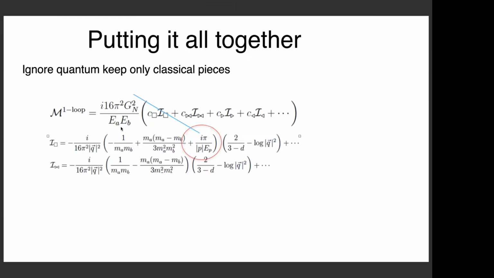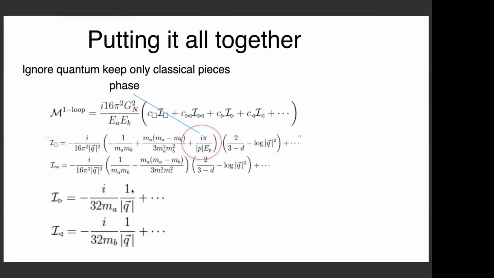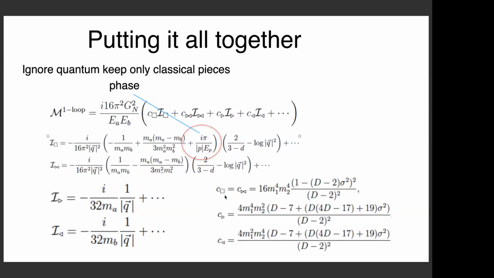So if we keep only the classical pieces, we can expand out what the integrals give us. So the classical integral from the box will give us something like 1 over q squared. The triangle integral will give us something like 1 over q to the first power. And we can also work out the coefficients here in D, in fact, where we have kept D arbitrary. So we have not even imposed 4-dimensional physics.